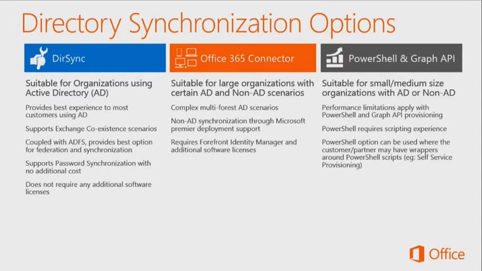Office 365 connector. This requires Forefront Identity Manager and additional software licenses to use. So this is for complex multi-forest Active Directory scenarios. And then PowerShell and Graph API, suitable for small to medium-sized organizations. PowerShell requires scripting and can be used where a customer or partner may have wrappers around scripts, for self-service provisioning. So this is also pretty unique scenarios that you might need this.